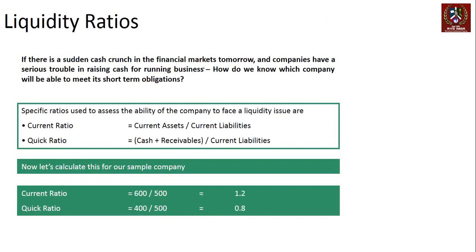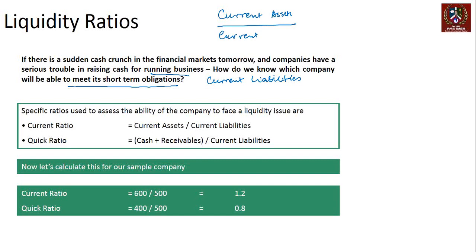Now, if you have a sudden cash crunch in the financial markets tomorrow and companies have serious trouble in raising cash for running businesses, how do you know which company will be able to meet short-term obligations? Short-term obligations are current liabilities. So you have to meet your current liabilities. Effectively, you can only meet your current liabilities by your current assets. So current assets provide a sort of cover for your current liabilities, and that is what you are trying to calculate here. The first ratio is called the current ratio, which is current assets divided by current liabilities.